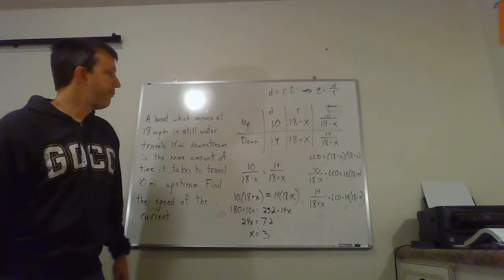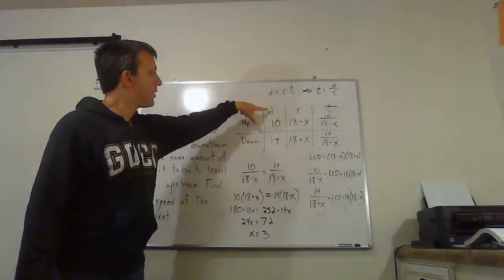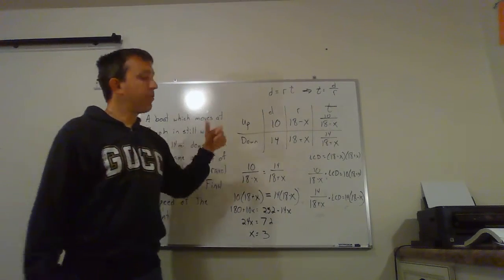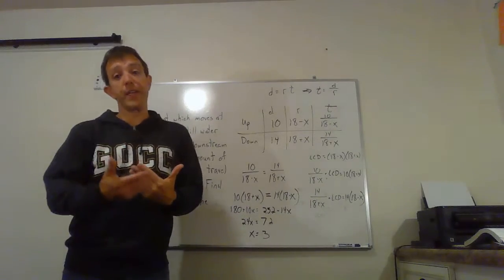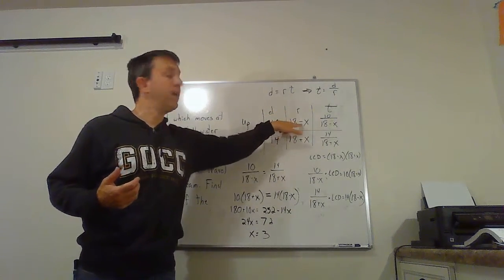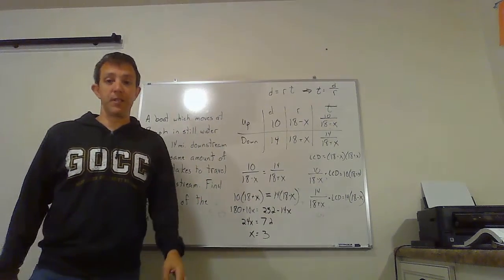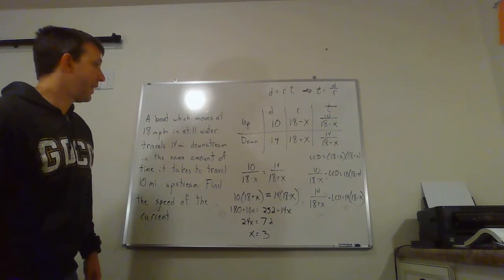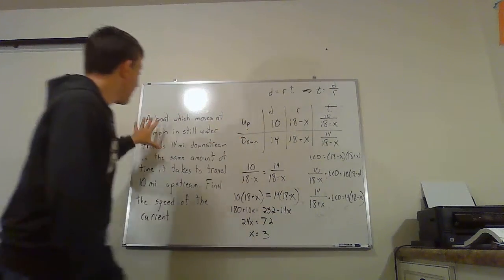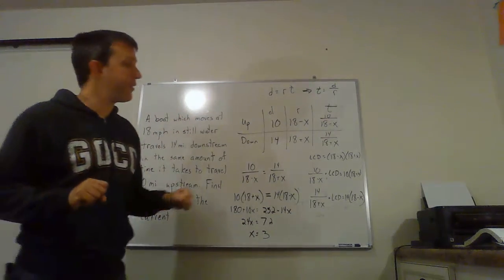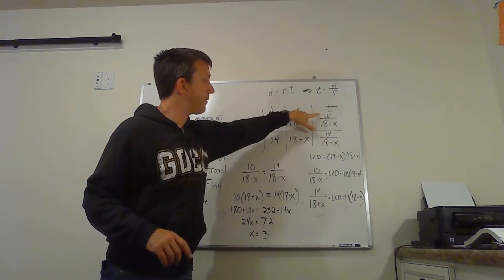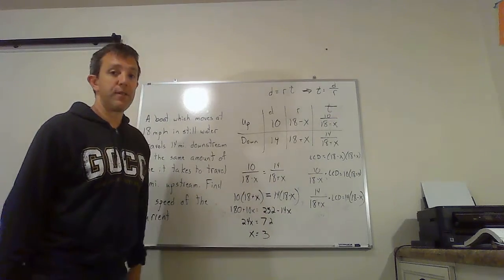I made this little chart. Upstream, the distance is 10 miles, and that's given to us in the problem. Now, when you go upstream, the current is working against the boat. So the speed of the boat will be 18 minus whatever the speed of that current is. So we have 18 minus x, which means that the time to go upstream, which we're not given, but we're going to get there, is distance divided by the rate, 10 divided by 18 minus x.